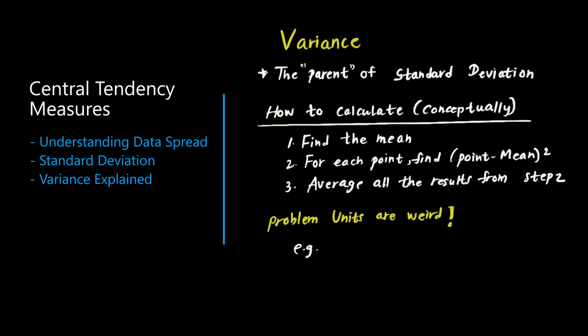The problem with variance is its units. If we're measuring salaries in dollars, the variance is in dollars squared. What on earth is a dollar squared?